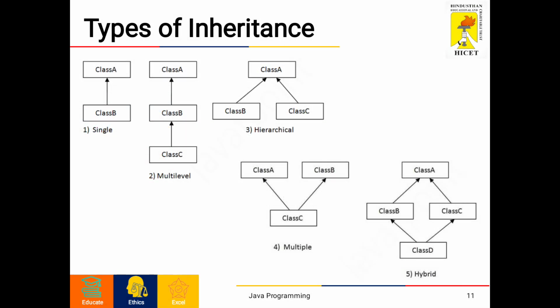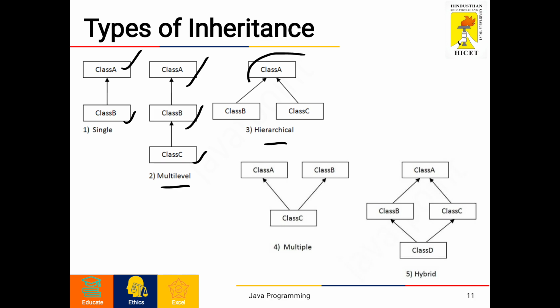So this is a single inheritance where class A is the base class. From class A, the features are derived to class B. Multi-level inheritance is nothing but it is almost like a hierarchy. Class A is a grandparent class. From the grandparent, parent B is derived. From parent B, a child C is derived.